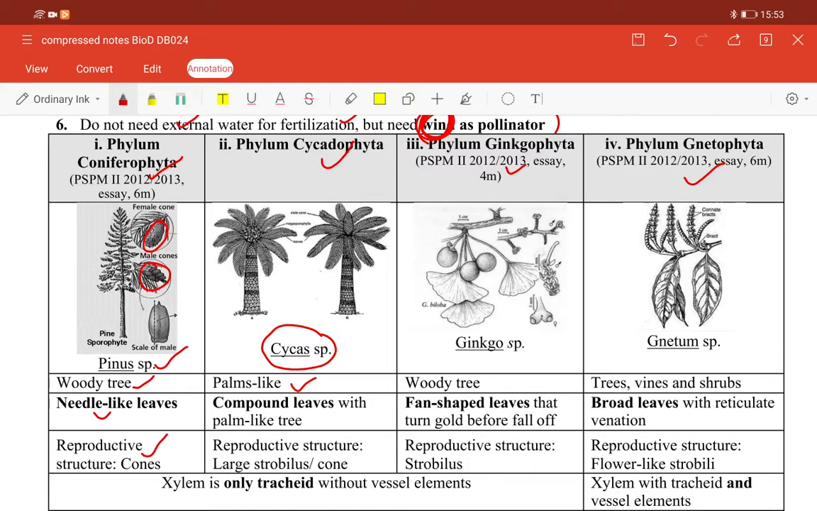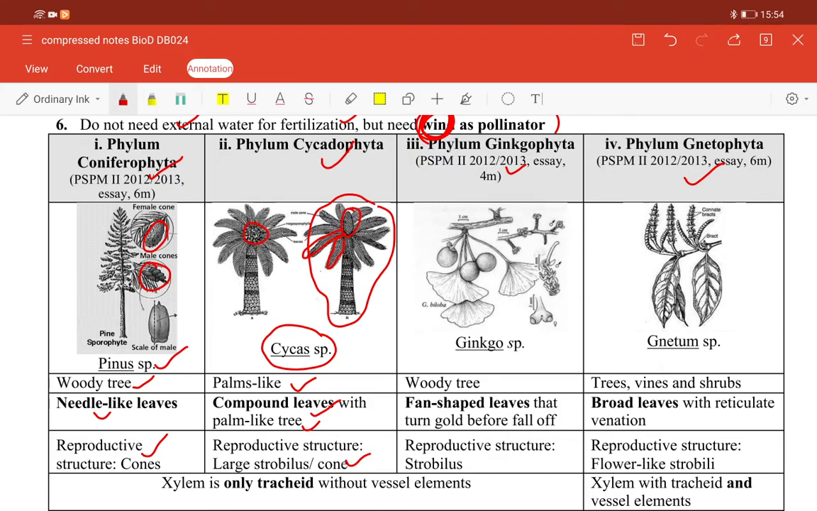Okay. While for the phylum Cycadophyta, dia spesiesnya adalah Cycas sp. It is palm-like. Okay. Compound leaves with palm-like trees. Okay, so maksudnya pokok dia macam pokok kelapa. Dan dia punya leaves compound tu maksudnya dia dalam satu ni. This is the compound leaves. Okay, so the reproductive structure is large strobilus ataupun cones. Ni, kamu nampak ni.